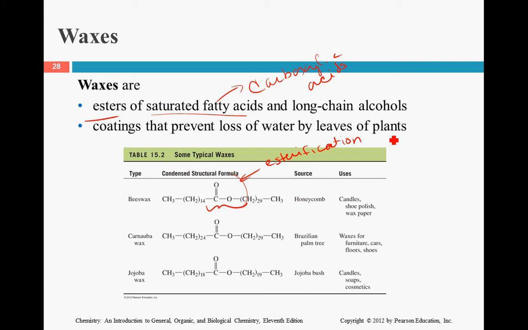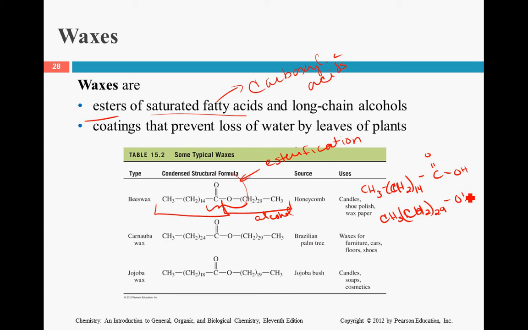And that's when you take the carboxylic acid of one. So if we have this here, that was originally part of the carboxylic acid, CH3, CH2, 14, C double bonded oxygen with an OH group. And then this part here was originally an alcohol. So that would be CH3, CH2, 29, OH. So all I've done is put a hydrogen here and an OH here.